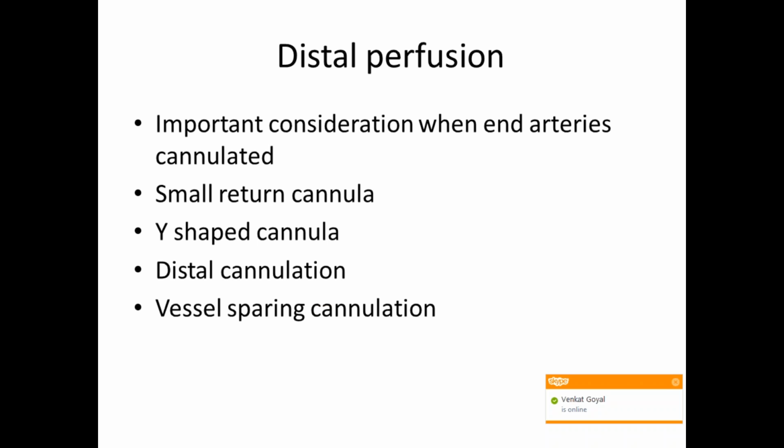The distal cannula is again a most important part. You have to consider this whenever you are using an end artery. Whenever you are using the femoral artery, you have to always consider distal perfusion. Otherwise, that limb will go into ischemia. So you have to always put a small return cannula. Either you put it as an antegrade femoral puncture, or you can take a posterior tibial cut down and put a 6 French or 7 French cannula.